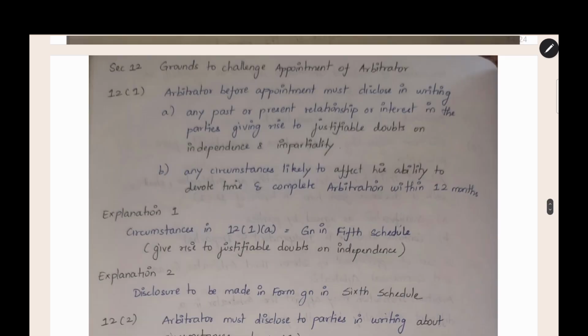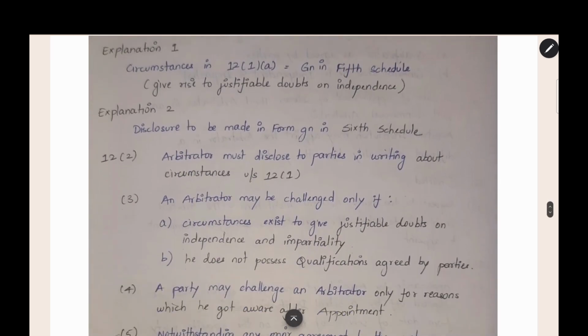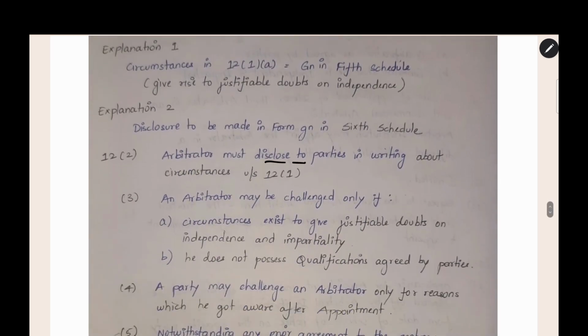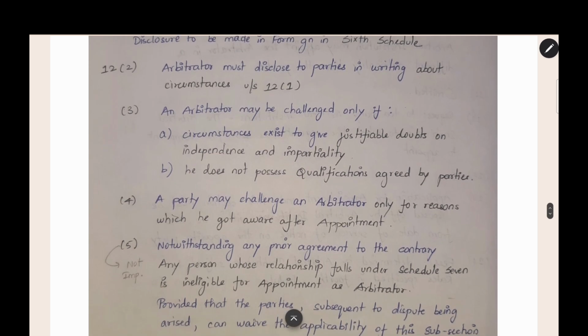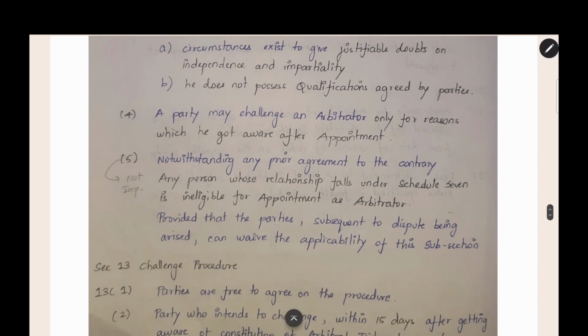Let us summarize once again what we studied under section 12, grounds to challenge an arbitrator. The arbitrator should disclose two things. First, relationship with the parties. Second, the time, whether he will be able to devote it or not and complete within 12 months. Subsection 2 says that the disclosure should be made. Subsection 3: if there are doubts on impartiality or he does not possess the qualification, you can challenge the arbitrator. Subsection 4: a party may challenge an arbitrator only for reasons she became aware of after appointment. If you know the reason before appointment itself, then you cannot challenge the arbitrator based on that reason. Subsection 5 is not so important.